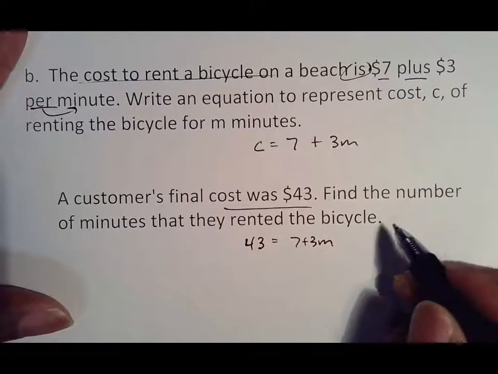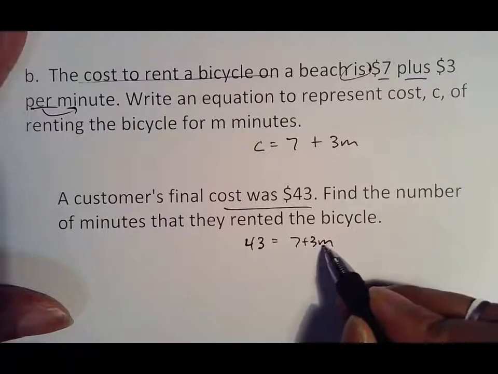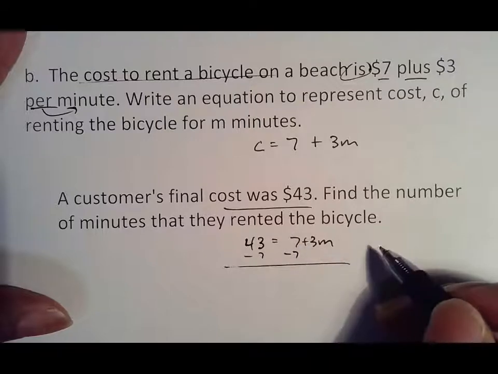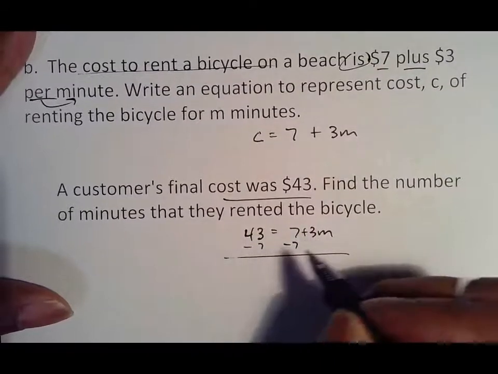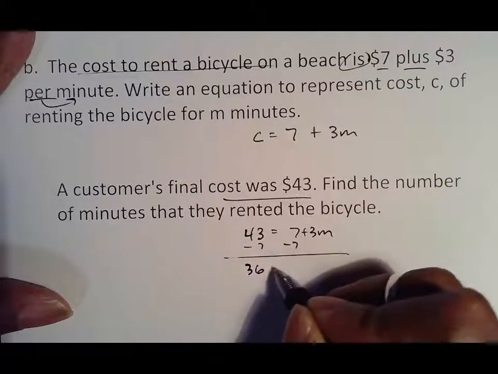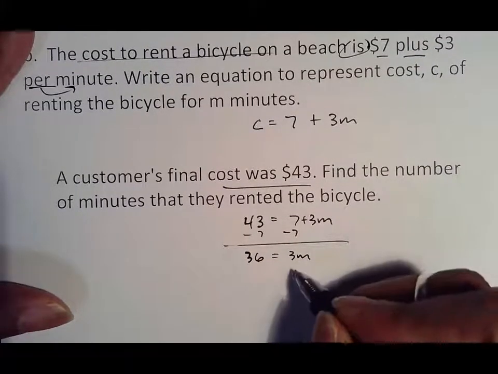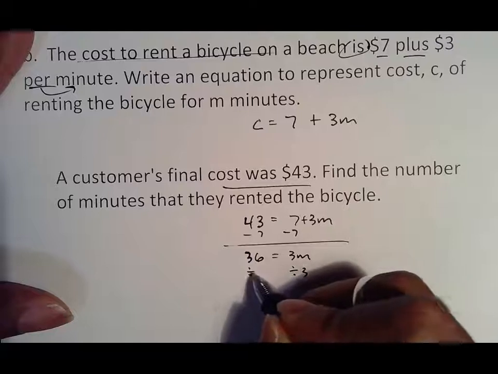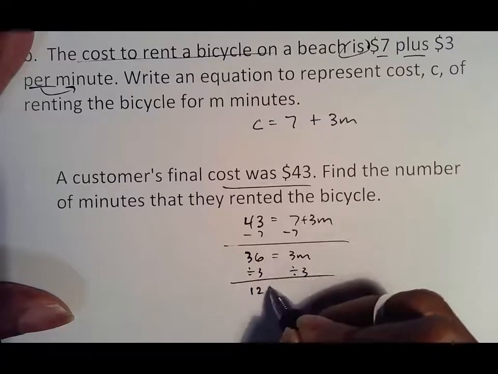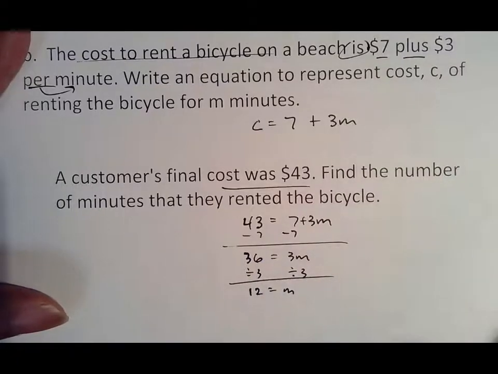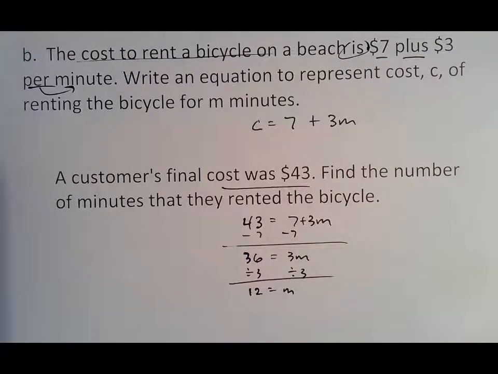Now from there, we want to solve. Well, remember the variable is multiplied, goes last. So this 7 needs to move, and because it's positive, we'll subtract it. 43 minus 7, I believe, is 36. Then we're going to divide by 3, and get 12 for M. I know that because 3 goes into 3 once, 3 goes into 6 twice, and that is your answer.